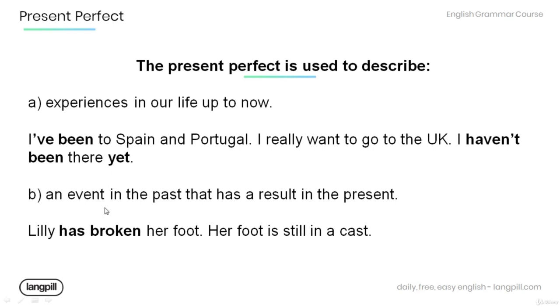B. An event in the past that has a result in the present. For example, Lily has broken her foot. Her foot is still in a cast. Past event: Lily has broken her foot. Result in the present: her foot is still in a cast.